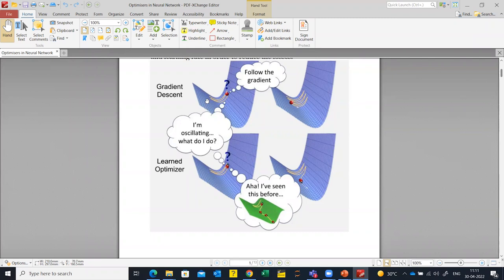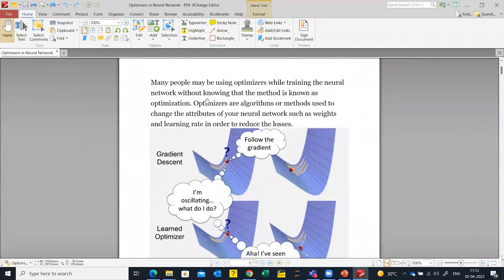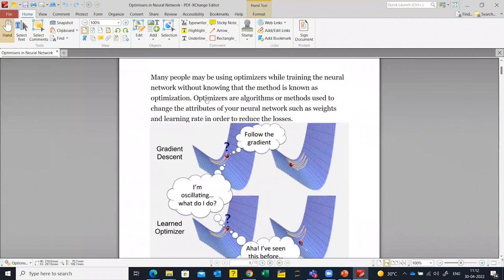So if your learning rate is very high, you might not reach the global minima. Again, if your learning rate is very low, you might descend so slowly that it will take forever to reach the global minima. It's like crawling down a mountain, or crawling up a mountain; you might never reach the global minima. So your learning rate should be optimal, and that is where the optimizers help us find the perfect weight and the perfect learning rate.